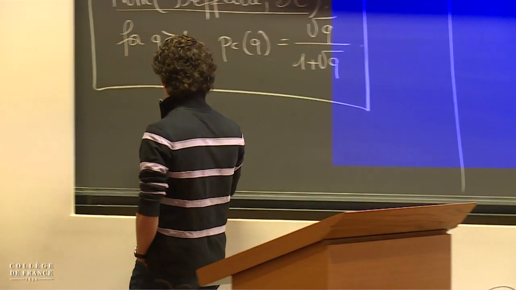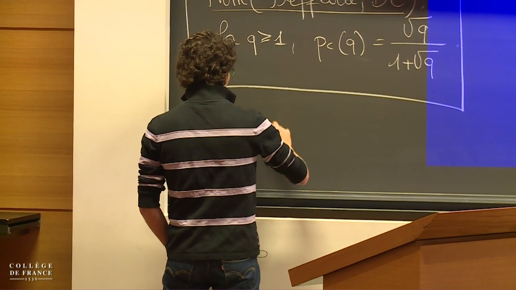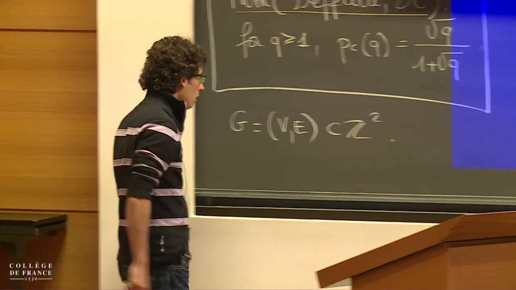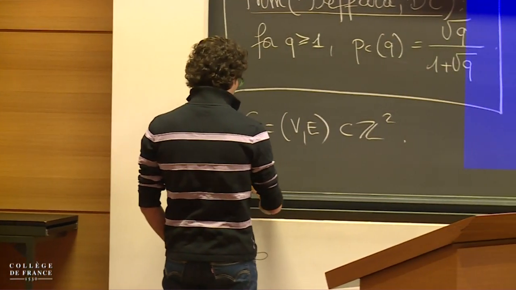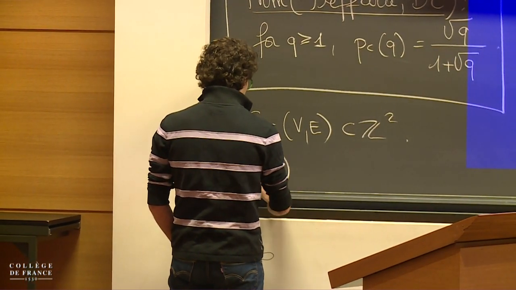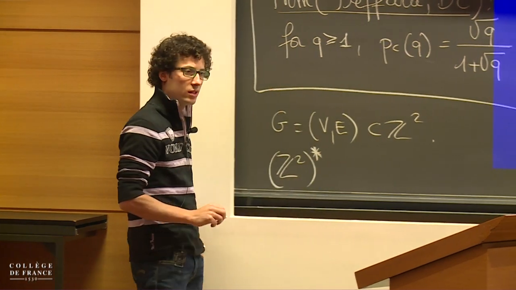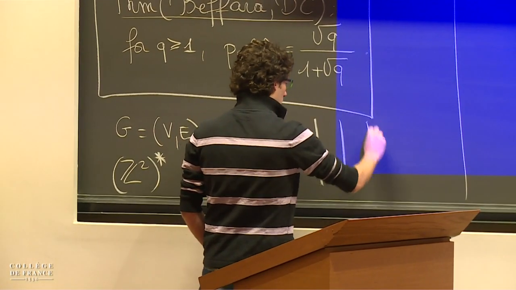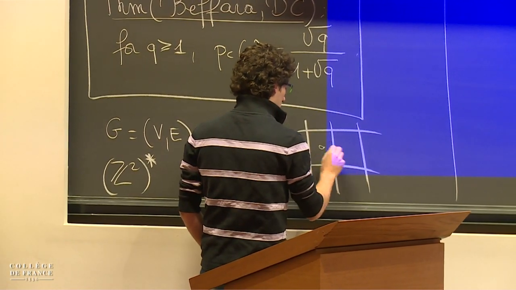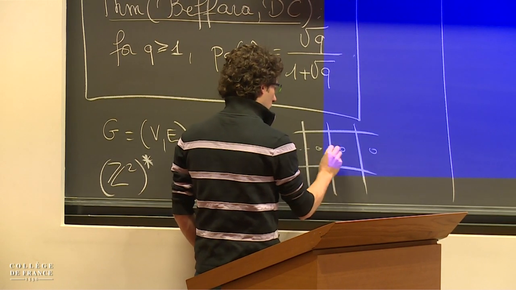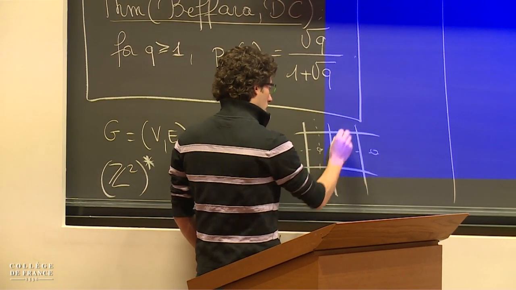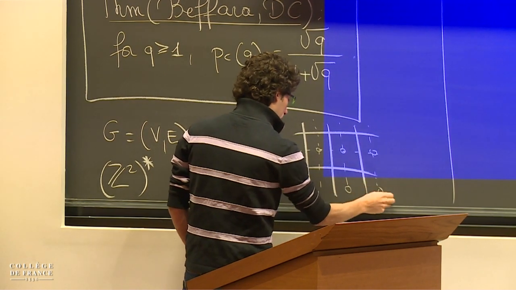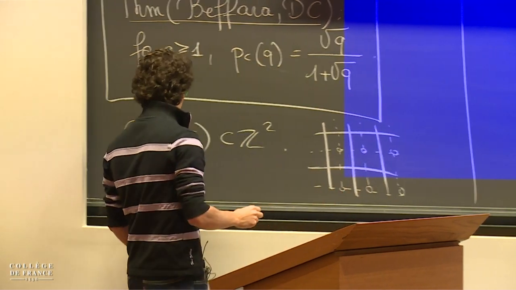Imagine that you have a graph G, a subgraph of Z^2, and define the following graph. Take Z^2 star. I think I already mentioned this graph. It's the dual of the square lattice. You put a vertex in the middle of every face, and you put edges connecting nearest neighbors. So it gives you a dual graph.